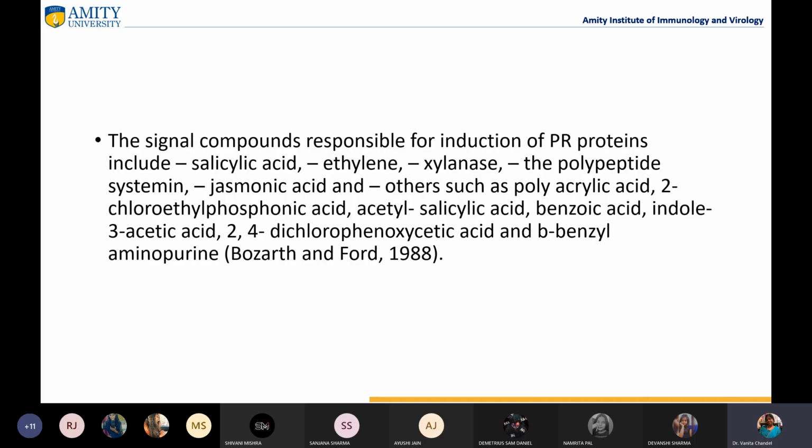Then the signal compounds responsible for induction of PR proteins are salicylic acid, ethylene, xylanase, the polypeptide systemin, jasmonic acid, and other polyacrylic acids. So basically, they are responsible for the induction of the PR proteins.